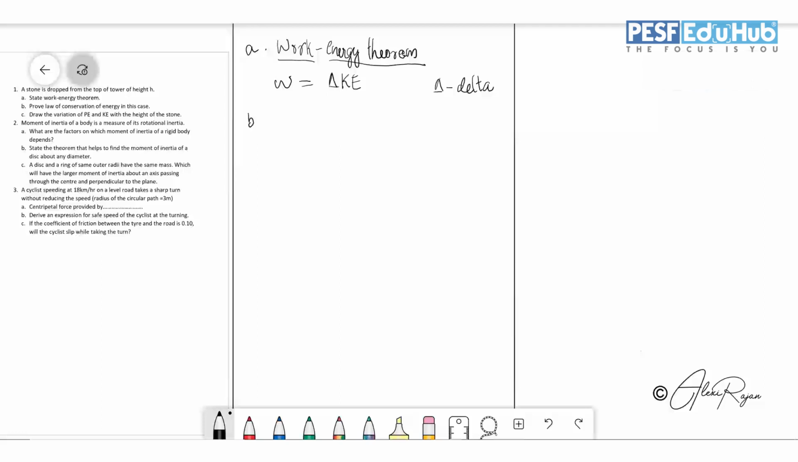Second one, prove law of conservation of energy in this case. Just imagine that a ball is here. This ball is dropped from this particular height to here. Just imagine after some time the ball has reached here. So now in this scenario, you want to find out whether the energy is conserved.